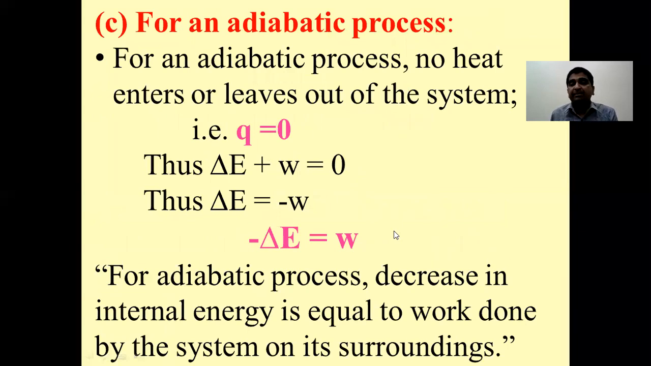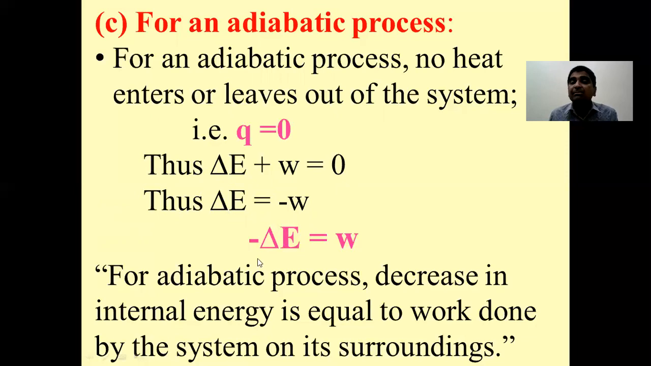Now for adiabatic process. An adiabatic process is a process in which no heat enters into or leaves out of the system. And here therefore Q is equal to 0. That is, total heat content of the system remains constant. No heat can enter into or leave out of the system, and therefore for adiabatic process, Q is equal to 0. And therefore, according to the first law of thermodynamics, Q is equal to delta E plus W, that is delta E plus W is going to be 0. That is delta E is equal to minus W.